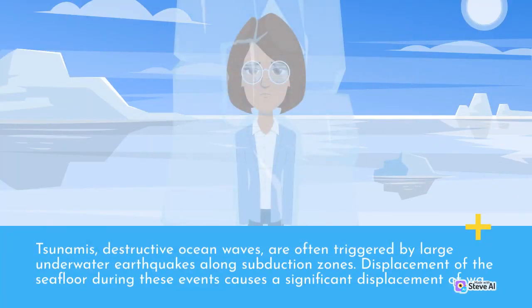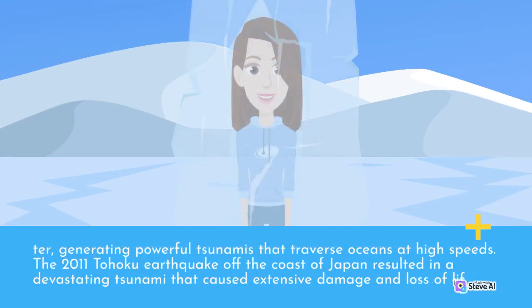Tsunamis, destructive ocean waves, are often triggered by large underwater earthquakes along subduction zones. Displacement of the seafloor during these events causes a significant displacement of water, generating powerful tsunamis that traverse oceans at high speeds. The 2011 Tohoku earthquake off the coast of Japan resulted in a devastating tsunami that caused extensive damage and loss of life.